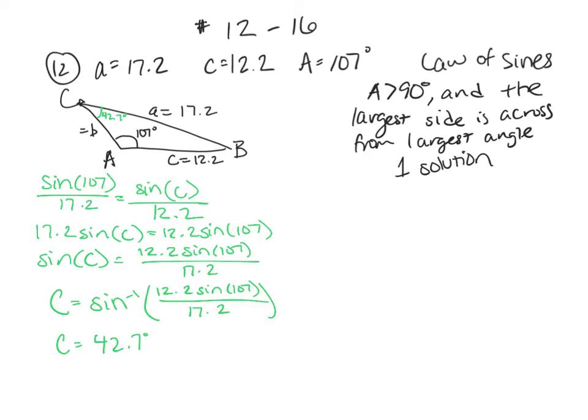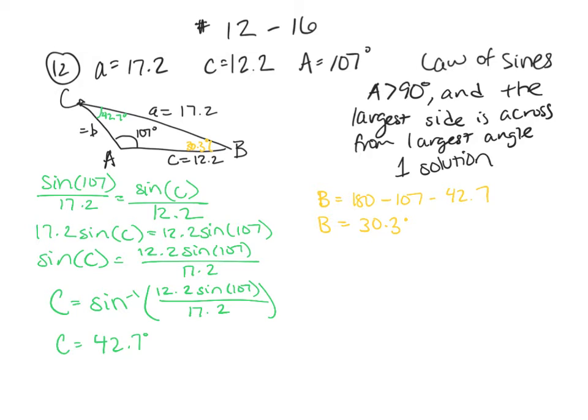And then conveniently, to find angle B, we can say that's 180 minus 107 minus 42.7, and we get that B is 30.3 degrees.